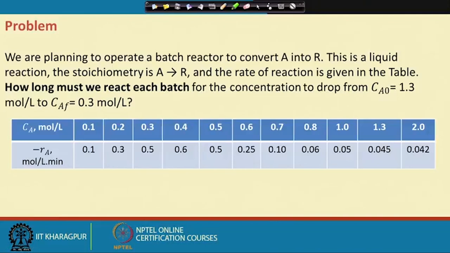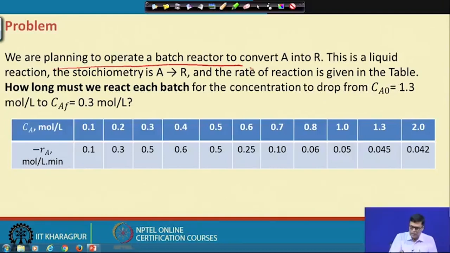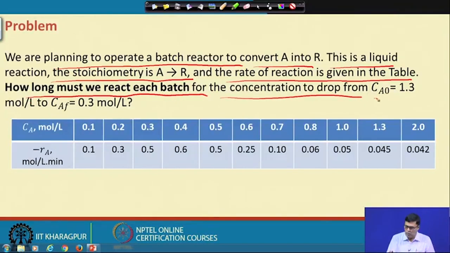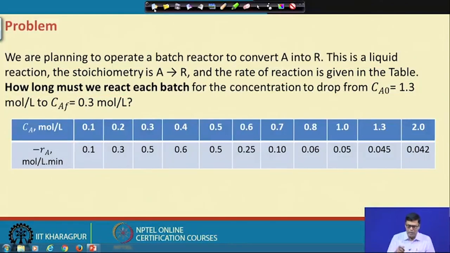Now, if you look here, we are planning to operate a batch reactor to convert A to R, and this is a liquid reaction. The stoichiometry is A to R, and the rate of reaction is given in the table. How long must we react in each batch for the concentration to drop from Ca is 1.3 mole per liter to 0.3 mole per liter? This is the data that is given. So, this problem is apparently a similar type to what I discussed in the last lecture class, and let us see how we analyze this problem.